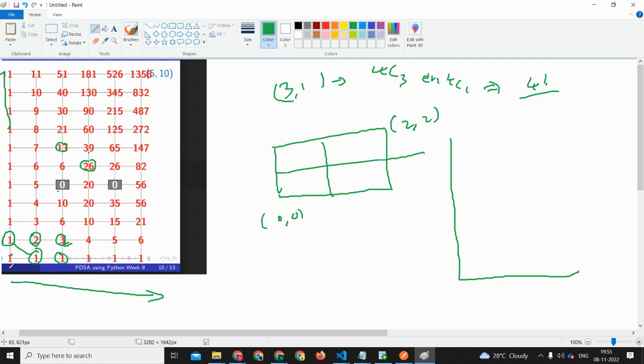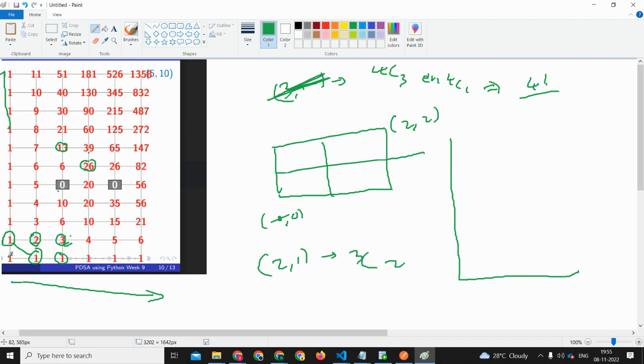What did you say? 3 choose 2. How come 3? One row, two columns. So m plus n is 3. The point is 2 comma 1, right? It's not 3 comma 1, it is 2 comma 1. Yes, this point is 2 comma 1. If it is 2 comma 1, then it is 3 choose 2, right?